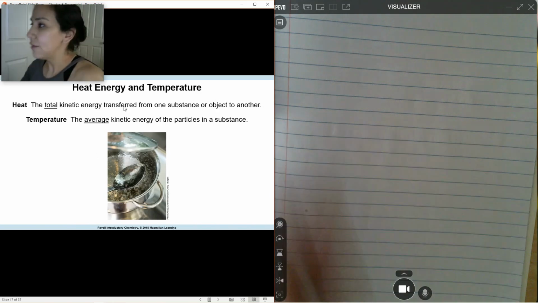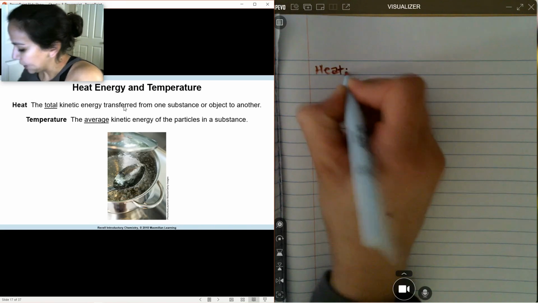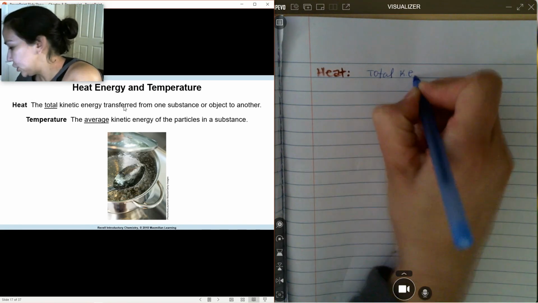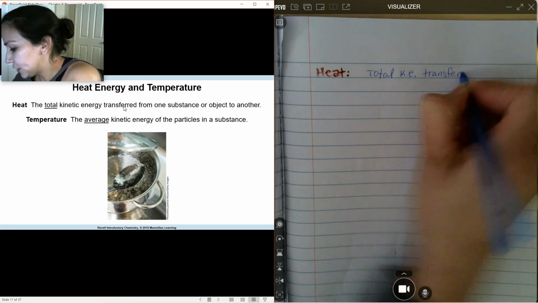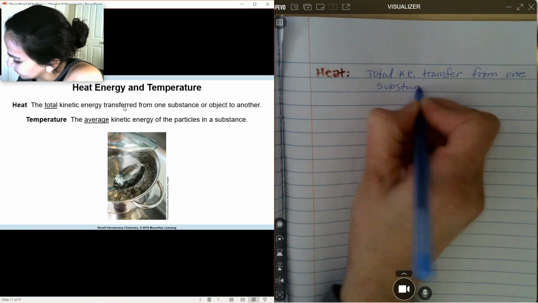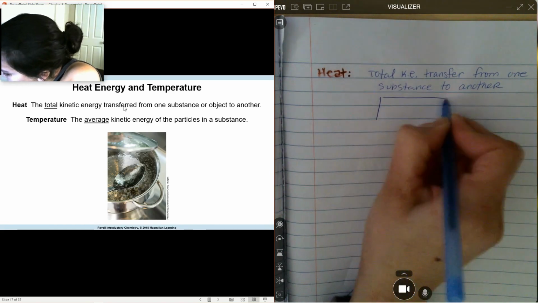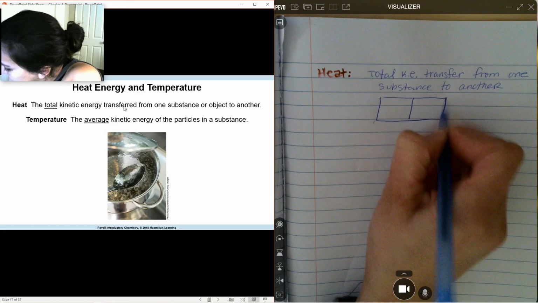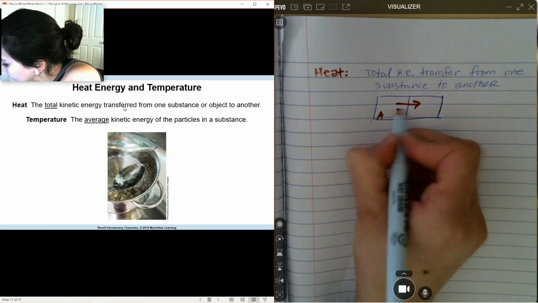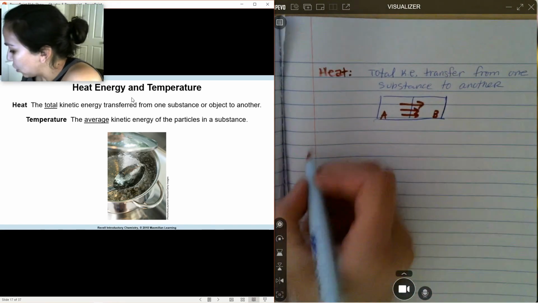So if we want to write differences, there is heat. Okay. And heat is just the total kinetic energy transfer from one substance to another. So if you had a container and the container is divided, heat is basically going to go from A to B. Okay, it's transferring heat from one container to another, while temperature is different.